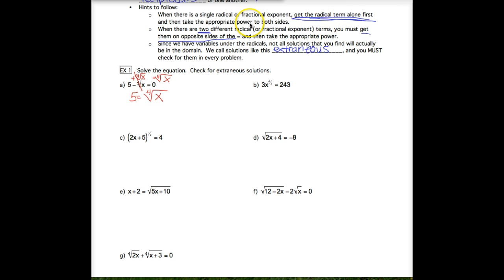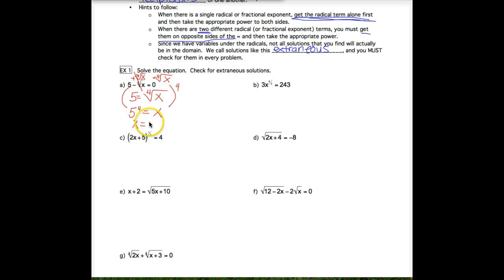Now I need to take the appropriate power. Again, 4th root is really like a 1/4 power, so the reciprocal of that is 4 over 1. So I'm going to take both of these to the 4th power. So I'm going to put parentheses around the whole thing, which indicates everything in there gets that 4th power. So on the left side, I'm going to do 5 to the 4th. On the right side, the 4th root and the 4th power cancel, so all I have left is x. So x is going to equal 5 to the 4th power.